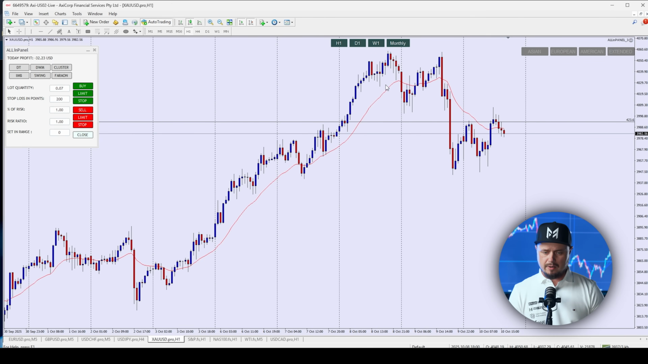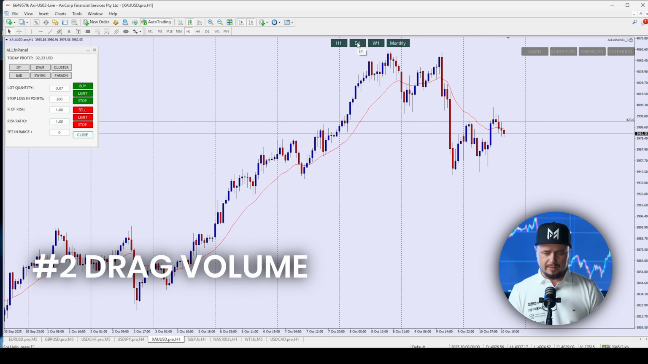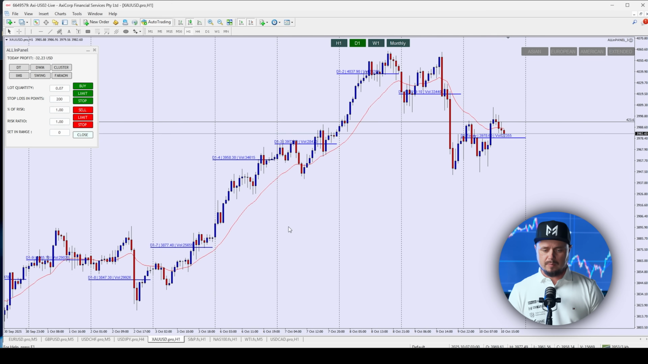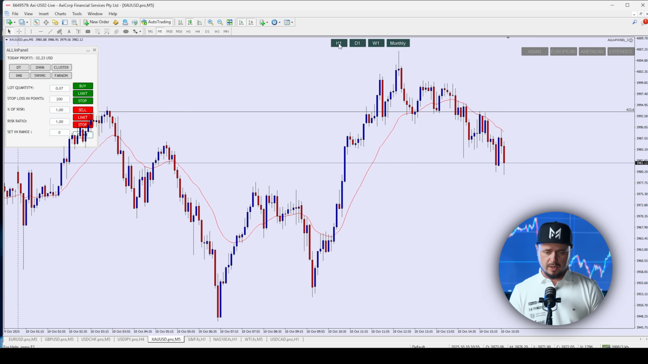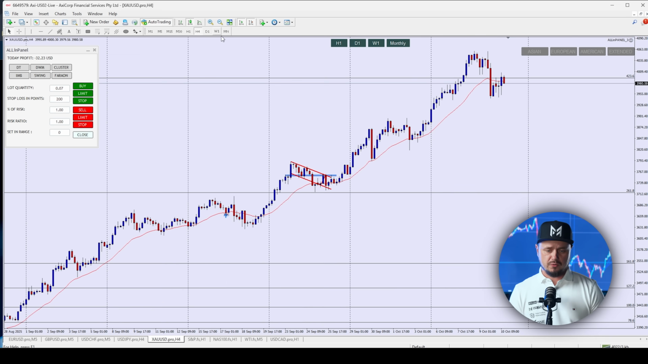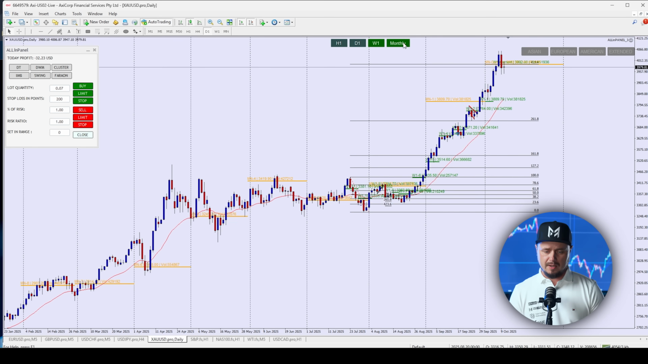Okay, next very important tool is this one here, drag volume. It's showing me the point of control. I have the daily point of control. I can move to the 5 minute time frame to check points of control from each hour. Also, if I go to H4, the 4-hour time frame, I can check weekly points of control. And also, if I go to the daily time frame, I can check monthly. I use it for trading every single day.